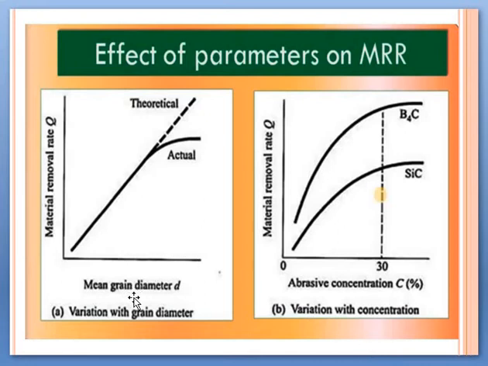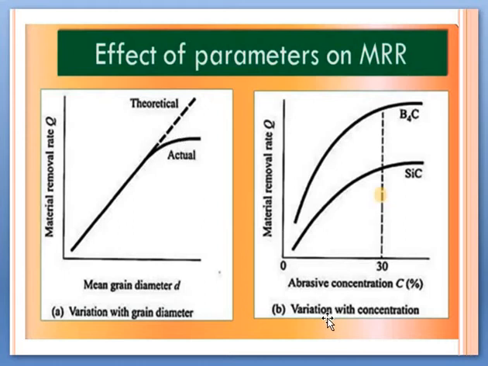The mean grain diameter: this is the diameter, and its effect on material removal rate. Theoretically, it is in linear proportion. As we discussed, it will decrease beyond a certain optimum diameter of the grain.